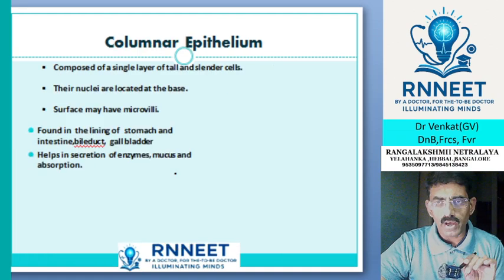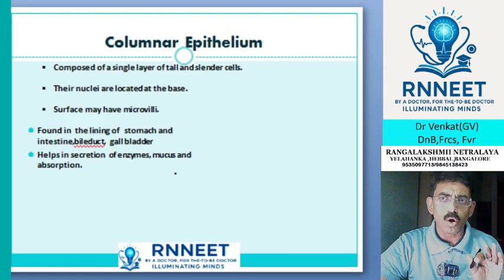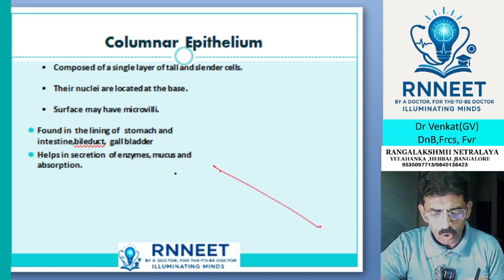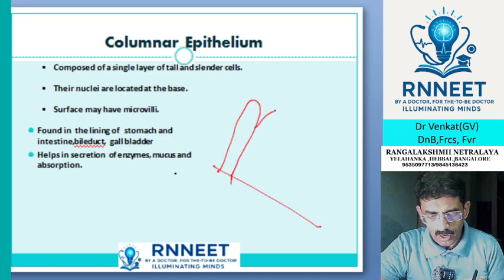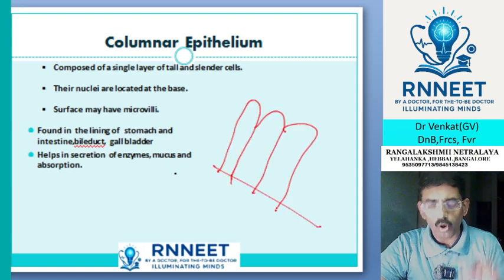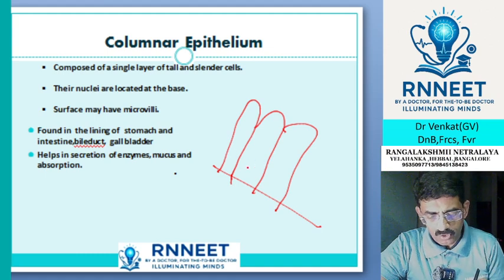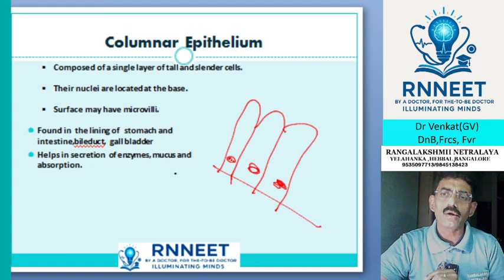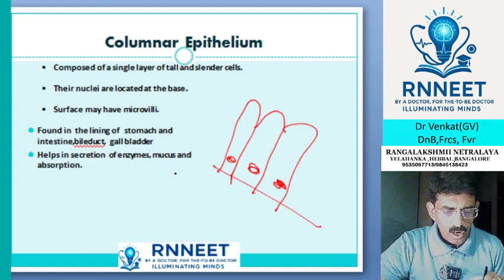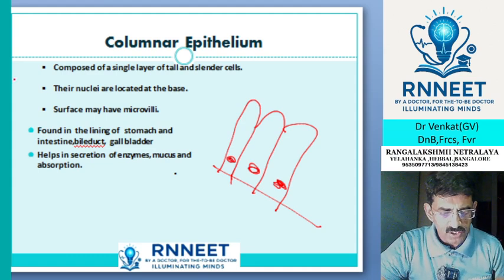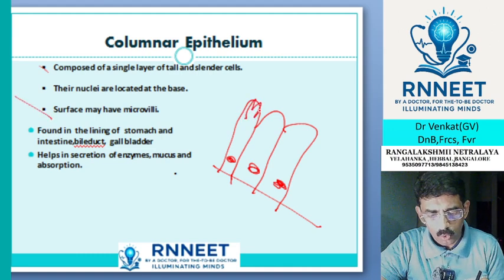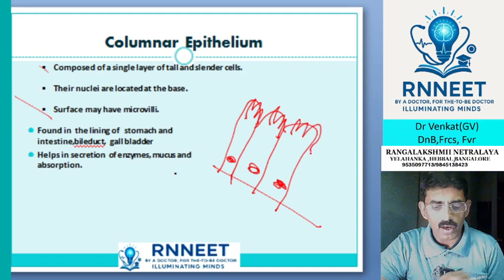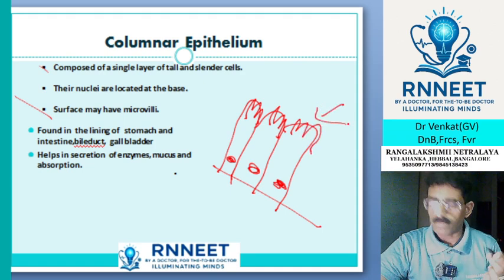We'll come to the columnar epithelium. The columnar epithelium is what? Wherein the cells are more column-like. So they are large like this, column-like, big, and so therefore their nucleus tends to be aggregated more at the bottom. Their nuclei are located at the base and they are tall, slender cells. The surface again has microvilli. So multiple microvilli here, which basically allow absorption.